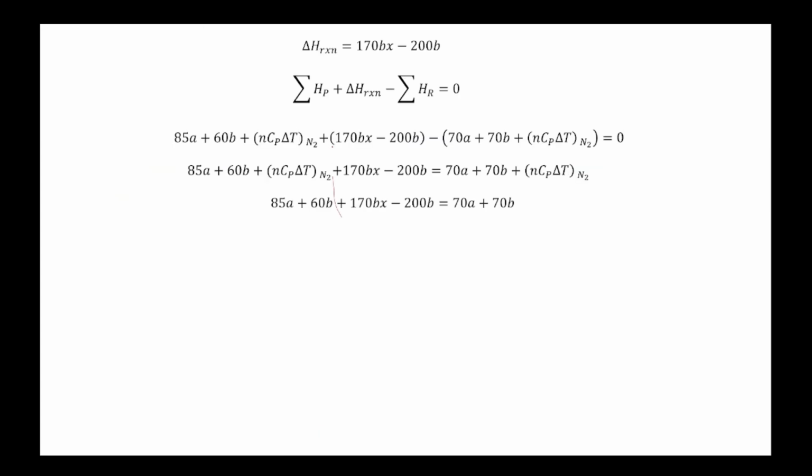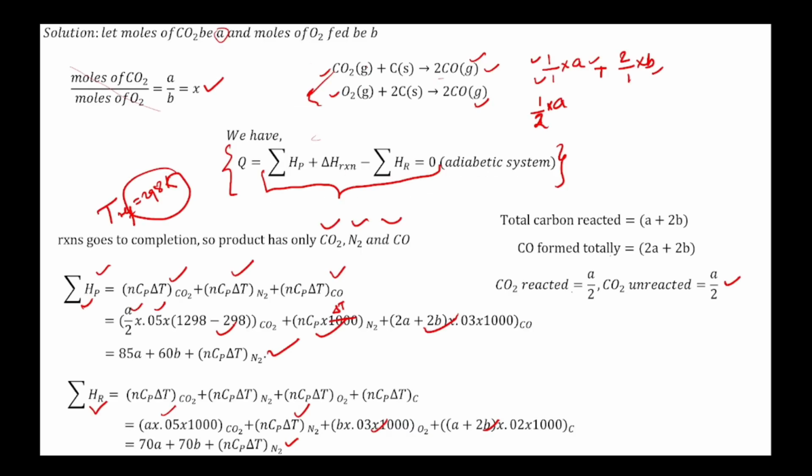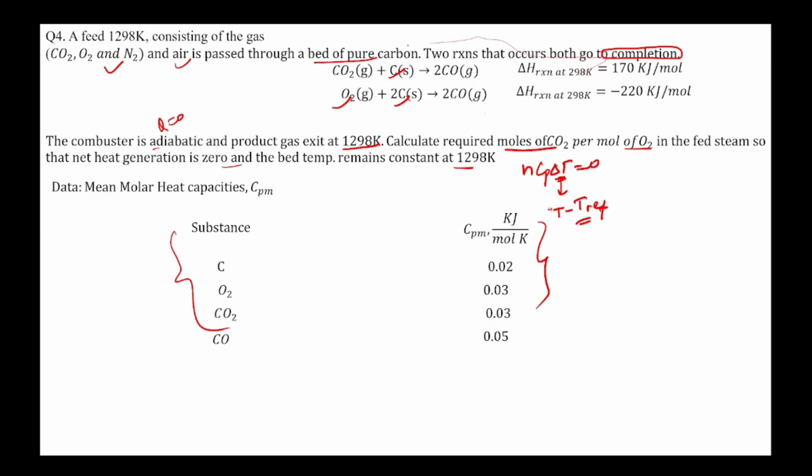Now, delta H of reaction. This is important since we have two reactions. See, we have these two reactions. From one reaction, delta H of reaction is 170 kilojoule, that is endothermic, and this is minus 220, that is exothermic. So the total heat released will be the sum of these.